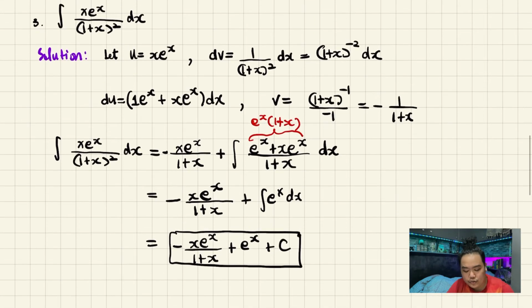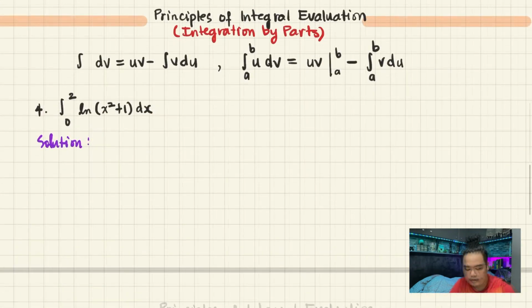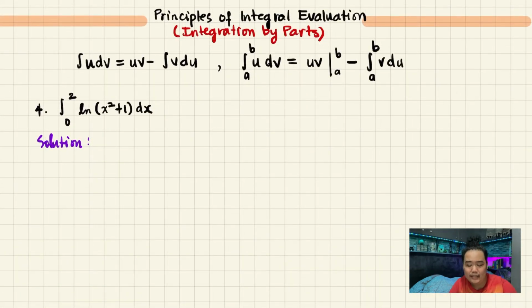Luckily, nag-work yung substitution natin. Kasi kung hindi nag-work, mamimili na naman tayo ng u, mamimili na naman tayo ng dv. Itong last example natin for this video, gagamitan pa rin natin ng integration by parts, pero definite integral na siya. Pareha lang din yung formula doon sa kanina natin, integral ng u dv equal to uv minus integral ni v du.